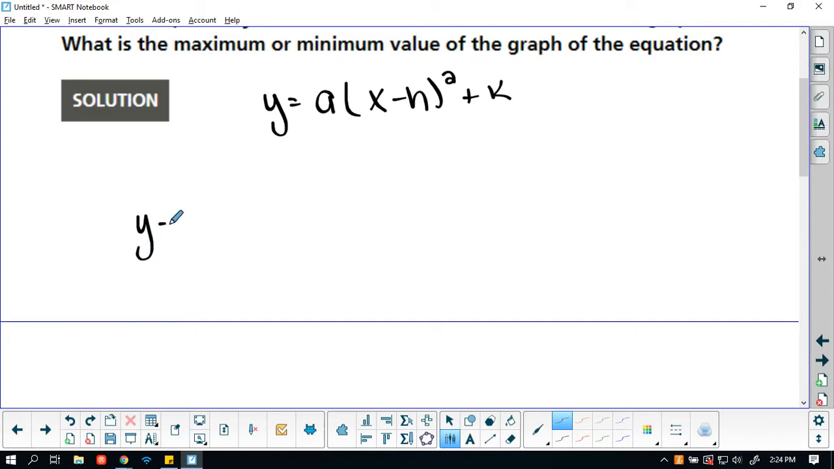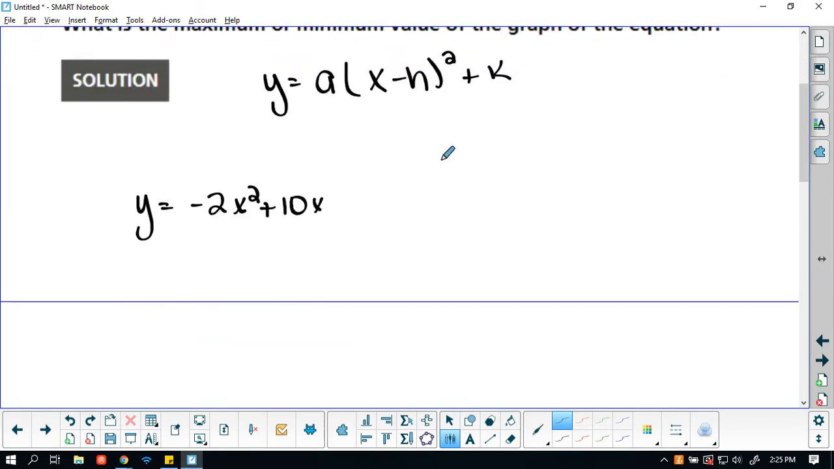I'm going to have y equals negative 2x squared plus 10x plus 1. And I'm going to do this thing that we hardly ever show. I'm going to use the y side as kind of like a placeholder for my negative 1.